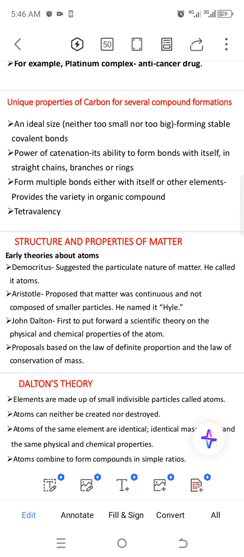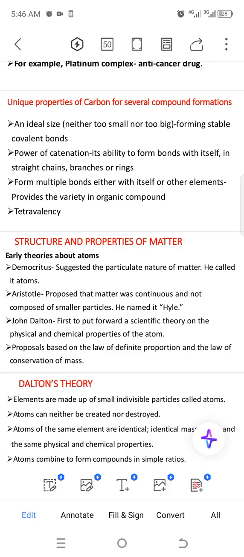Unique properties of carbon for several compound formation. So the reason why carbon is included in every compound formation is that one, it has an ideal size. Carbon is not that huge, not that big, and also it is not that small. Two, it has the power of catenation. That is, it has the ability to form bonds with itself, straight chains, branches, and rings. Also carbon can form multiple bonds either with itself or other elements.